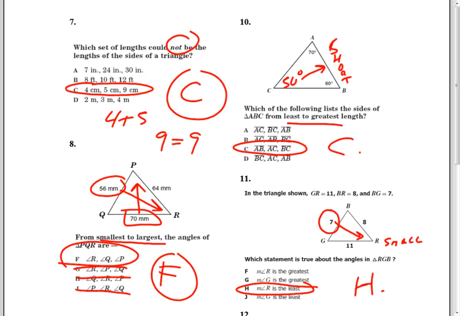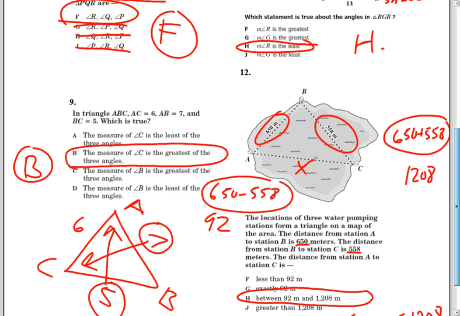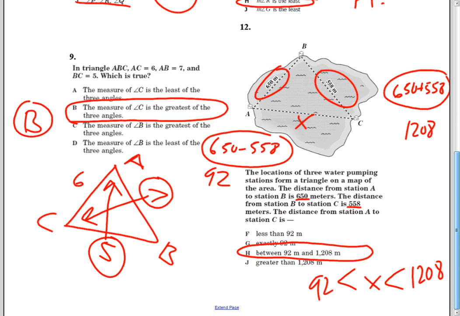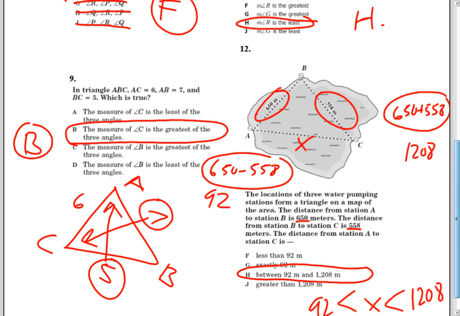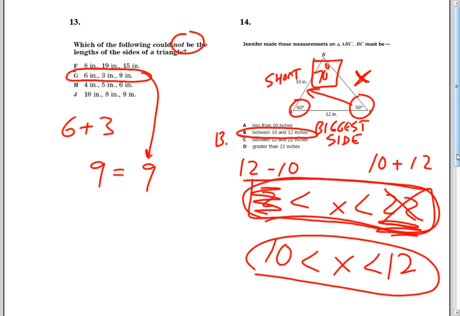Question 12. We did not have any angle information, so we could only say it was someplace between 92 and 1208. 14, we had the angle information, so we could narrow it down a little bit more.